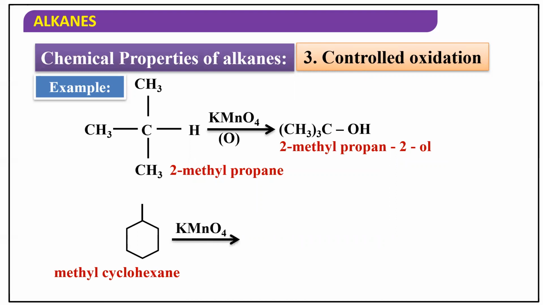When methyl cyclohexane undergoes the same reaction, what do you think is the product? I want you to complete this product now. I hope you have kept a book with you right now to make a note. So I want you to complete this reaction. Find out what is the product obtained. Methyl cyclohexane upon controlled oxidation with KMnO4 will give us what? The reaction is quite similar to the previous example. Done?